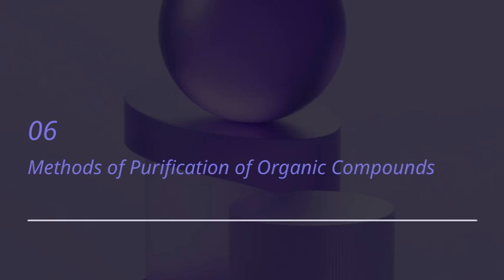Let's explore the methods of purification of organic compounds. When we talk about purification, we're aiming to remove impurities that can affect the compound's properties or reactivity. One common method is recrystallization, which involves dissolving your compound in a suitable solvent at high temperature, and then allowing it to cool so that pure crystals form. This method is especially effective for purifying solids.